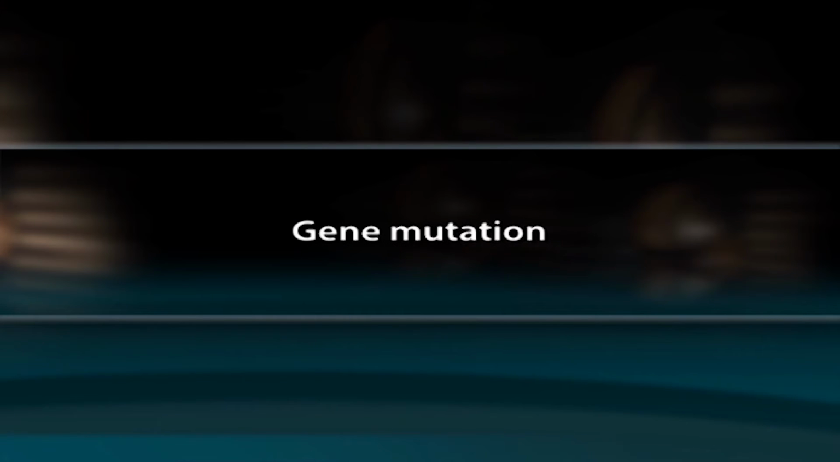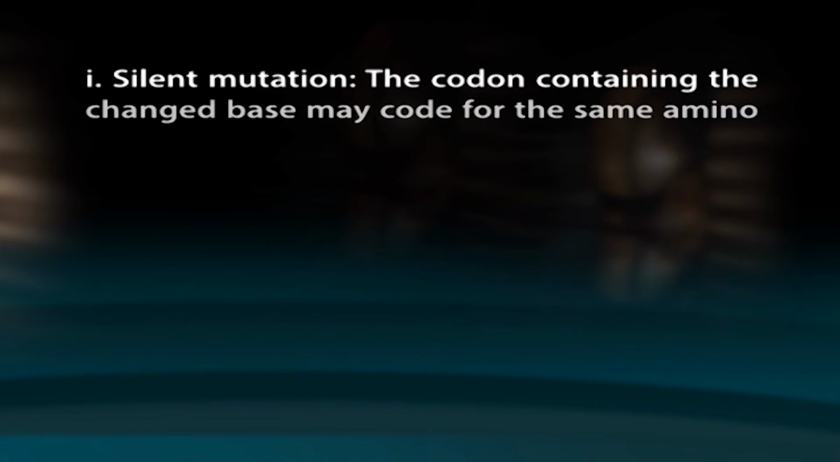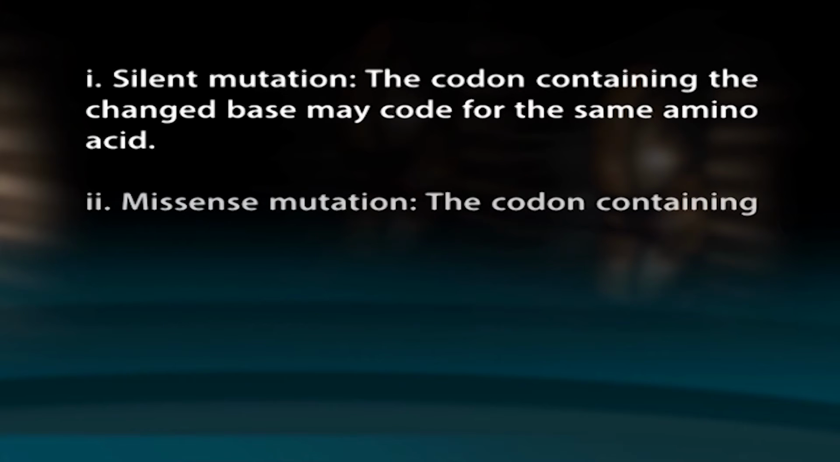Gene mutation. Altering the nucleotide sequence leads to changes in the codons and thereby may even alter the amino acid sequence too. Changing a single nucleotide base on the mRNA can lead to any one of the following 3 results. The first one is silent mutation. The codon containing the changed base may code for the same amino acid.